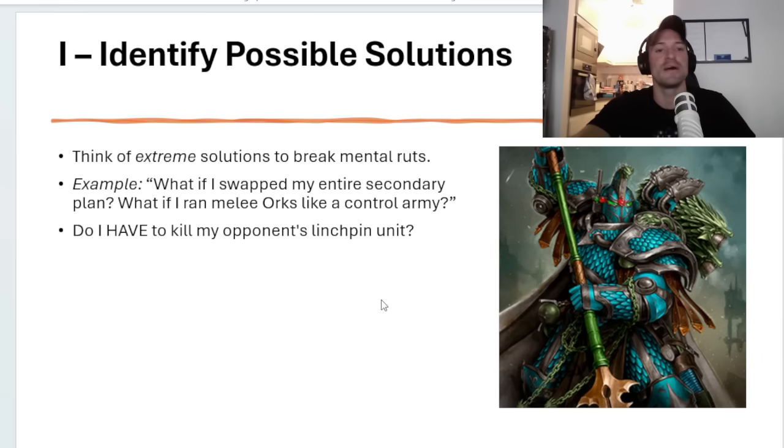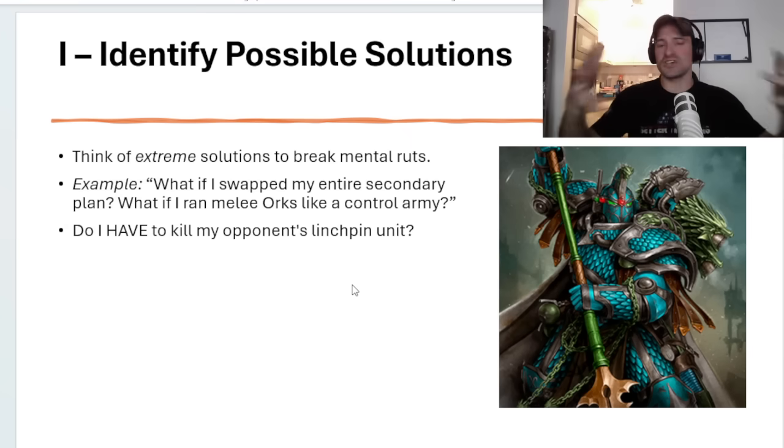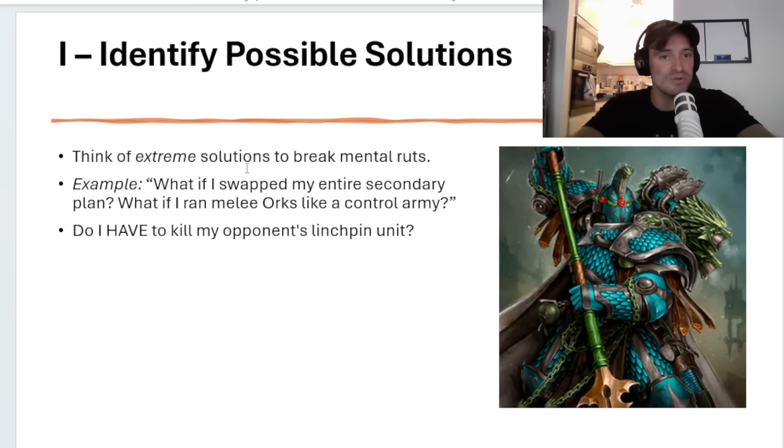So you identify this possible solution. You go, do you have to kill your opponent's keystone or linchpin unit? Well, sometimes the answer is no. Many times people will be running the distraction card effects and they'll run it up the table, and you sink your entire army trying to kill the distraction card effects, and then you lose the game. And it's because you don't actually have to kill your opponent to win the game. You win the game by scoring more points. So we want to identify possible solutions to scoring more points.